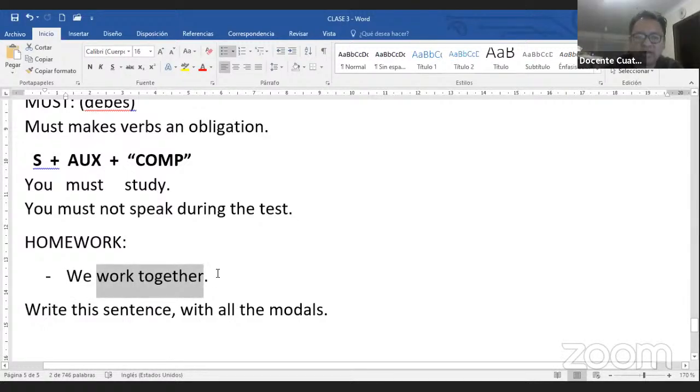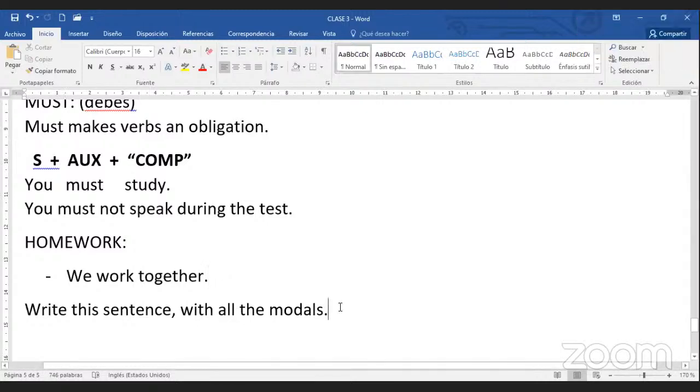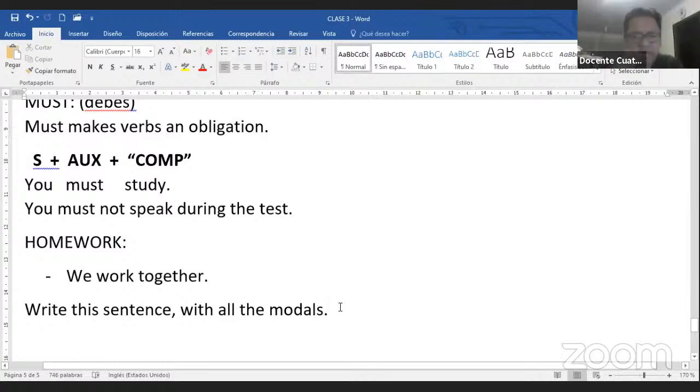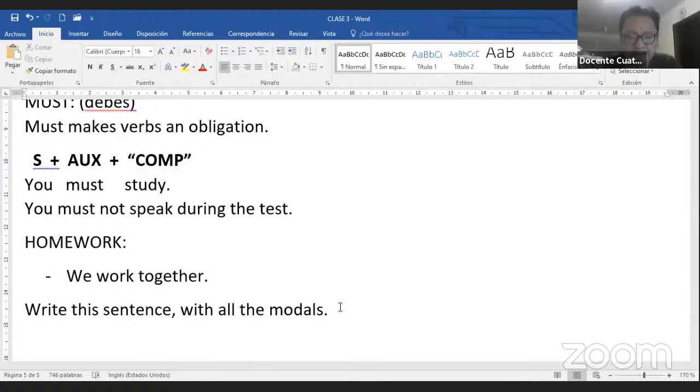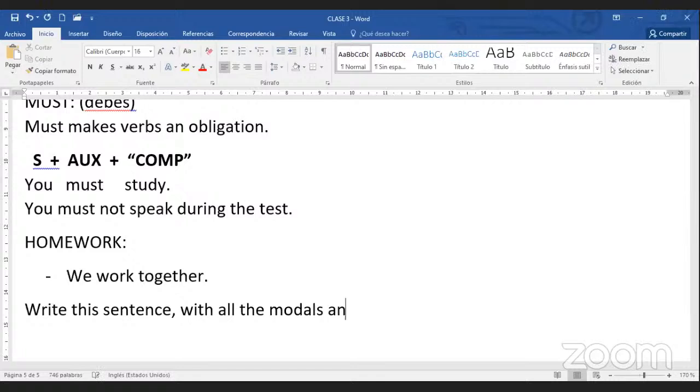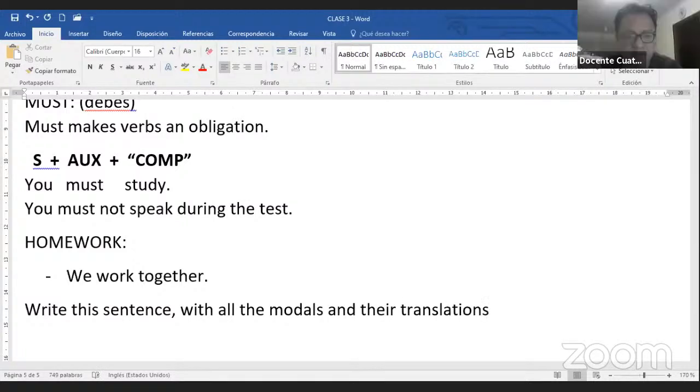We work together with all the modals. With can, with could, with will, with would, with should, with may, might, must. Okay? It's practice. Yes, exactly. Only affirmative sentence. No negative, no questions. Only affirmative sentence. But you have to write sentences and translation in Spanish, okay? Their translations. Very good.